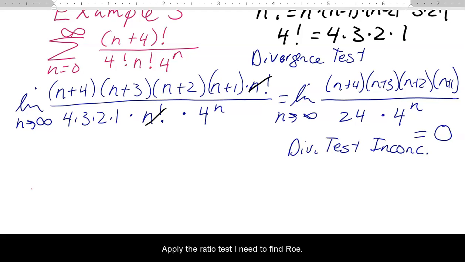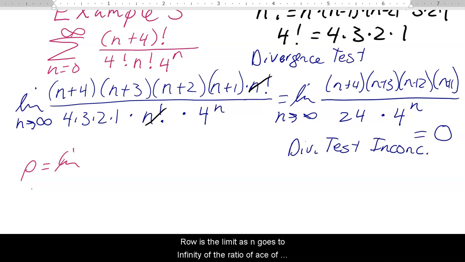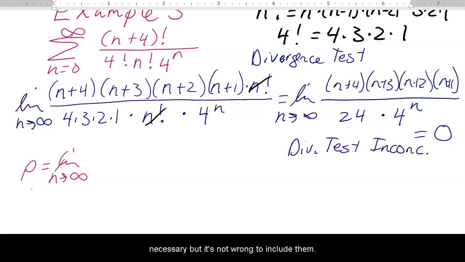To apply the ratio test, I need to find rho. Rho is the limit as n goes to infinity of the ratio of a sub n plus 1 to a sub n. Because my limit starts at 0, every factor inside the summand is going to be strictly positive. That means the absolute values are not strictly necessary, but it's not wrong to include them.